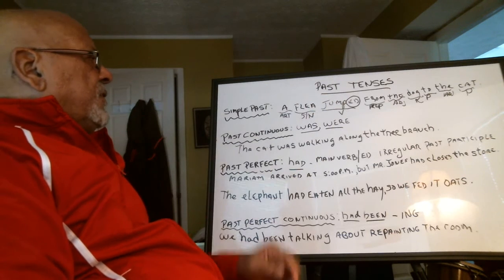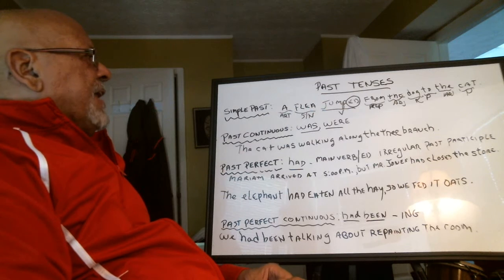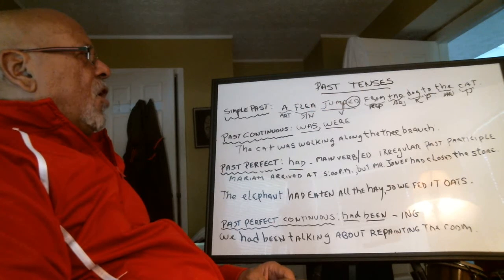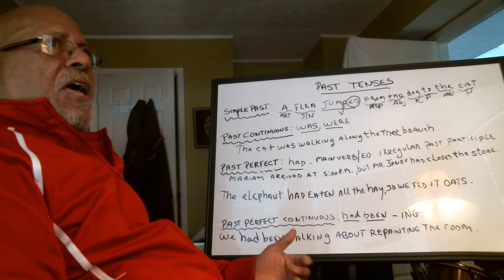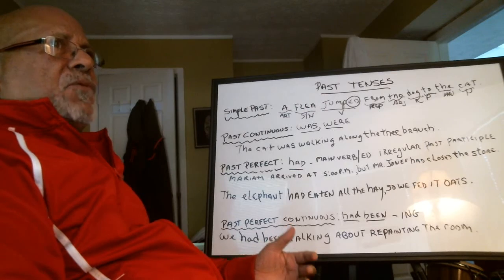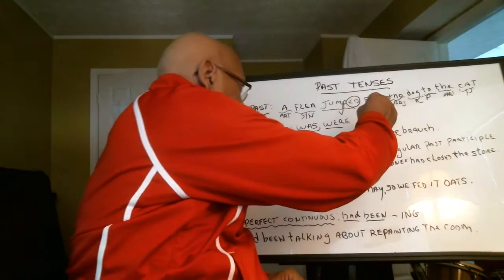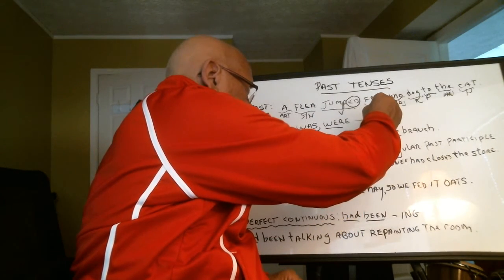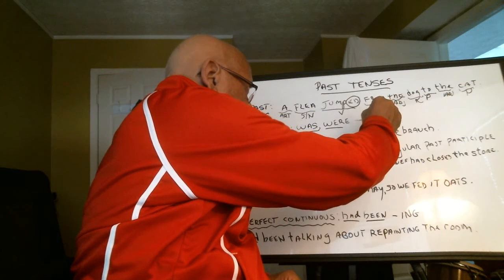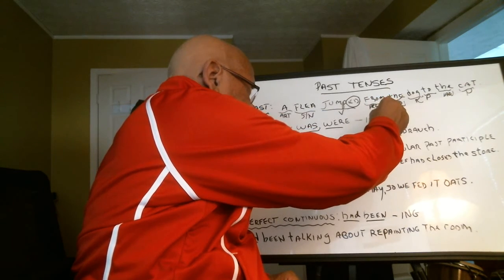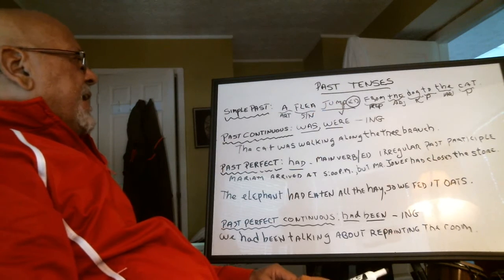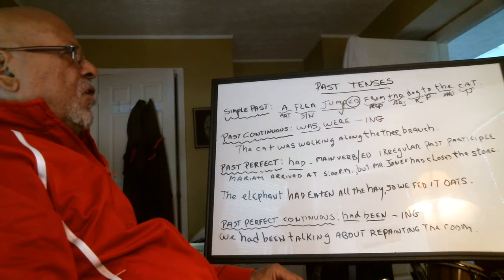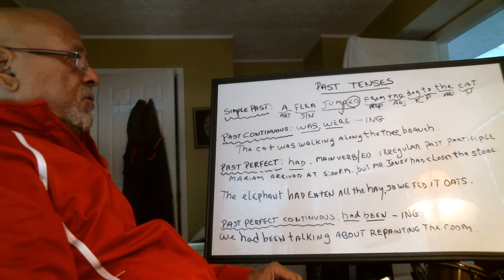The sentence: the cat was walking along the tree branch. Now, if we have helping verbs, we have to have a main verb. And in the continuous forms, the main verb always ends in ing. So I'll read it again. The cat was walking along the tree branch.